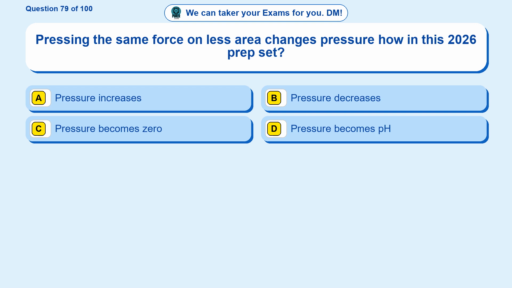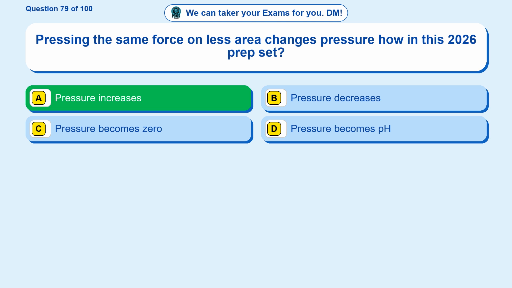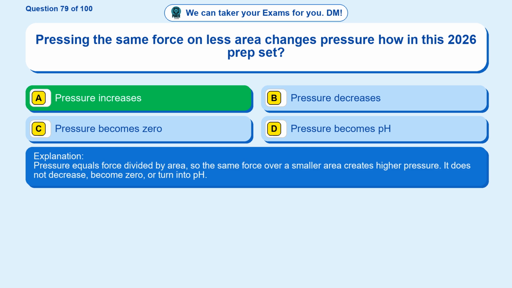Question 79. Pressing the same force on less area changes pressure how in this 2026 prep set? Option A, pressure increases. Option B, pressure decreases. Option C, pressure becomes zero. Option D, pressure becomes pH. The correct answer is option A, pressure increases. Pressure equals force divided by area, so the same force over a smaller area creates higher pressure. It does not decrease, become zero, or turn into pH.